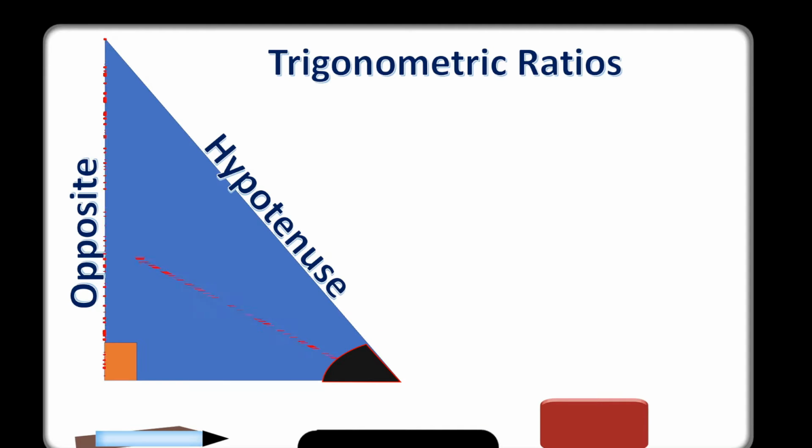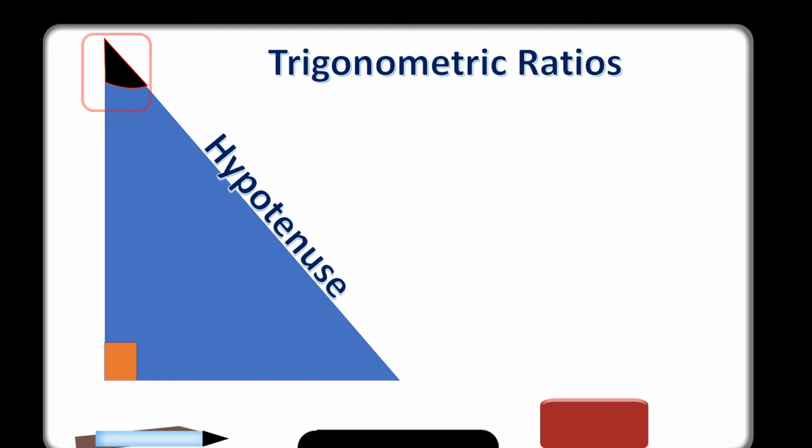The adjacent side would be the side that is next to, touching, or well, adjacent to our theta. Notice that the hypotenuse and the adjacent form our theta. They form our acute angle.